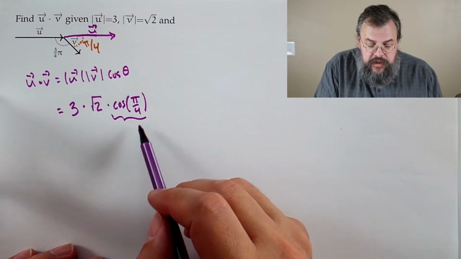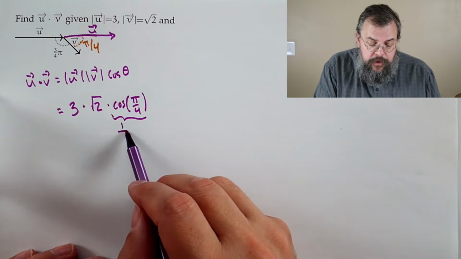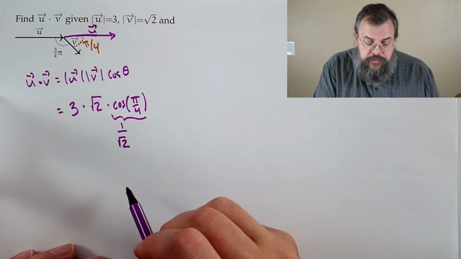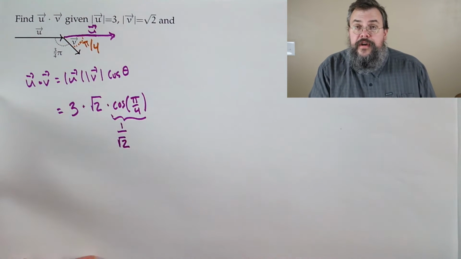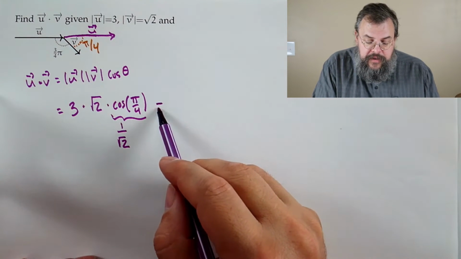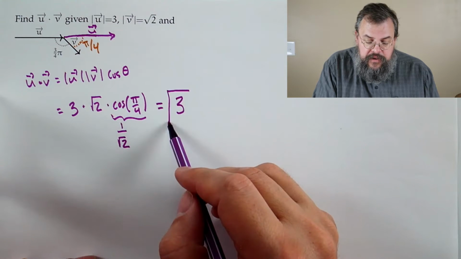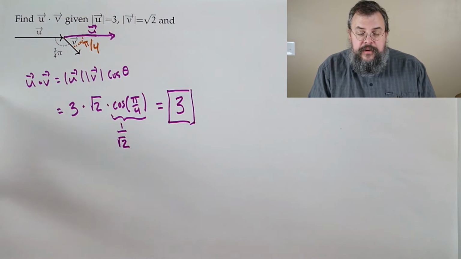Well, what is cosine of pi over 4? It is 1 over root 2. And so you see that the root 2 and 1 over root 2 cancel, and we end up with 3, positive 3. So there we go. That's our answer.